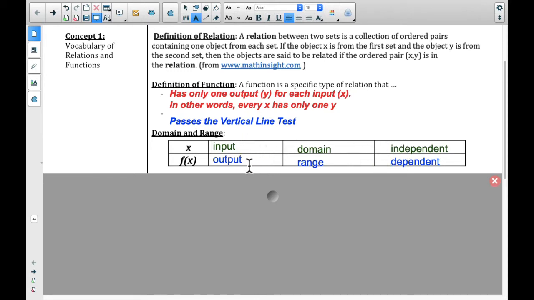And the range is the output or the dependent variable. So all of those words on the top would go with the x value, all of the words on the bottom would go with your y value or f of x. So remember that y and f of x are the same thing.